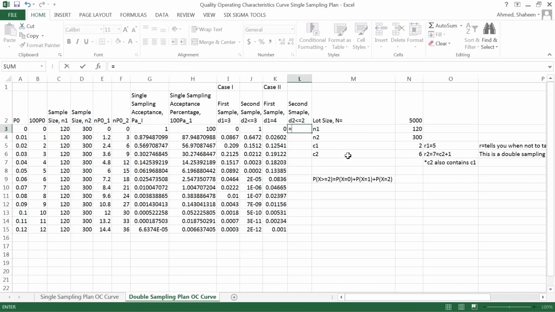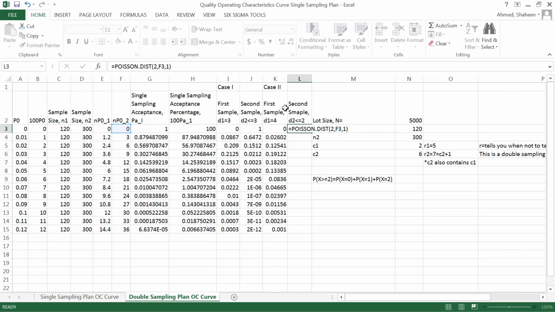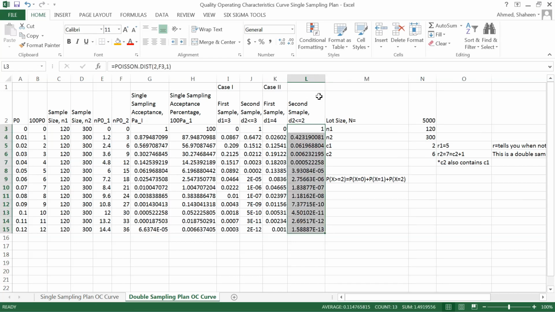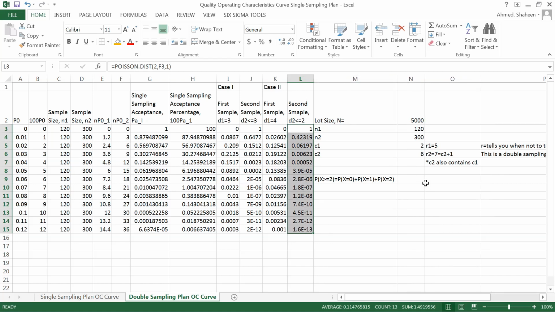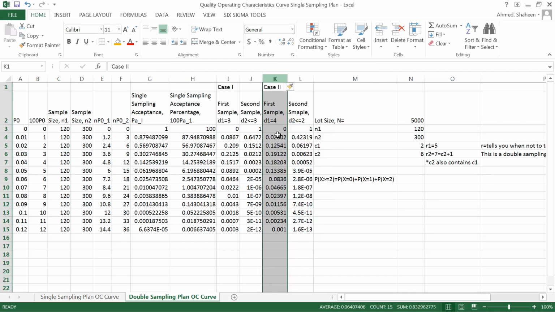Similarly, calculate the second sample probability. Poisson.dist. X value 2. The mean value for the second sample is this, comma, cumulative probability now because it's less than or equal to. By the way, you can calculate all of these probabilities using the binomial distribution. You're going to get the exact same thing. You guys have seen that before. So we have case 1, case 2, case 3.